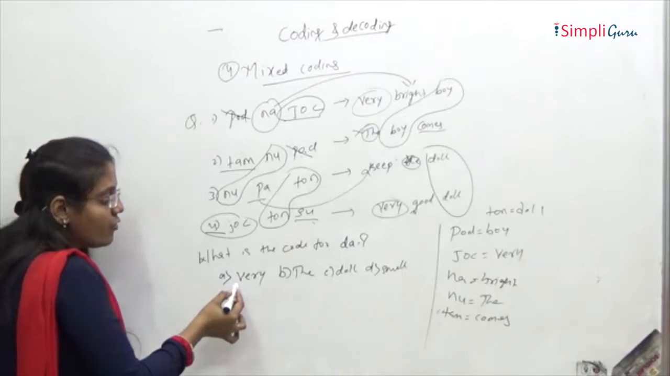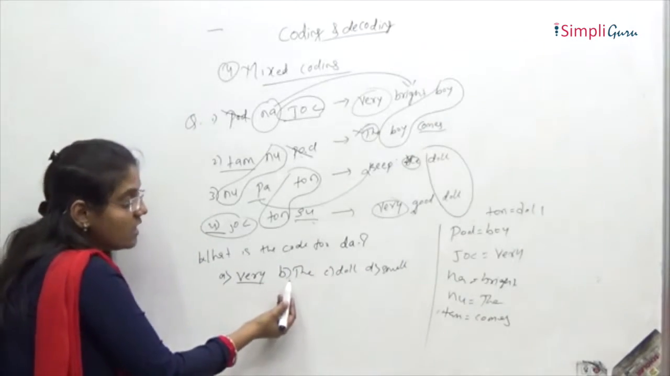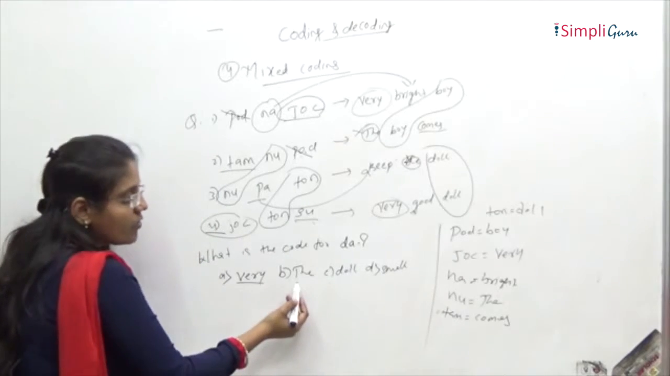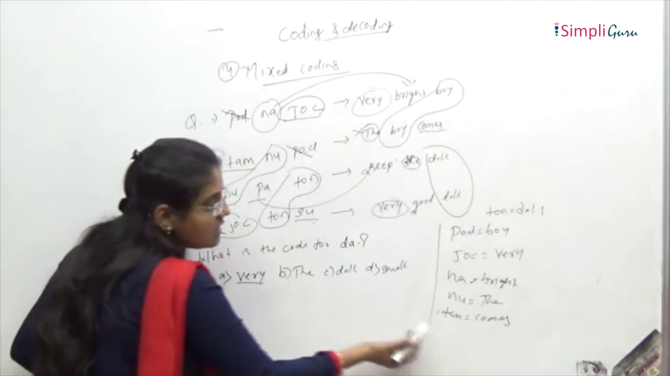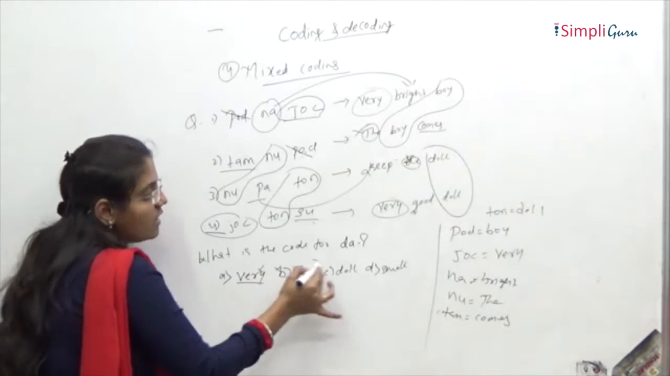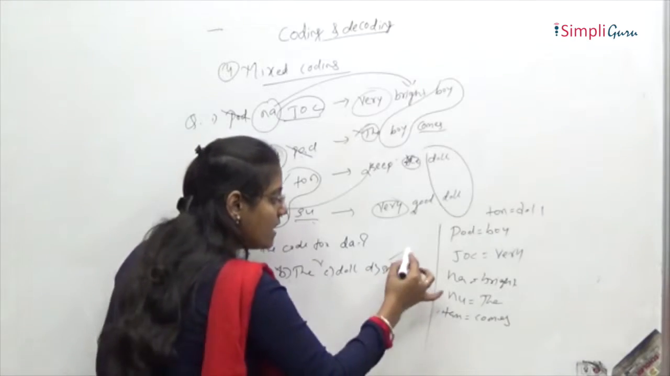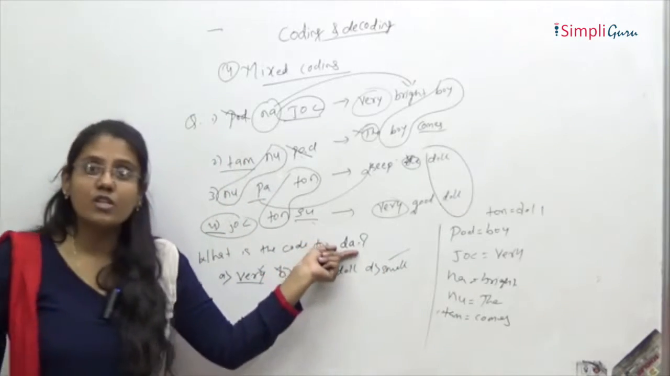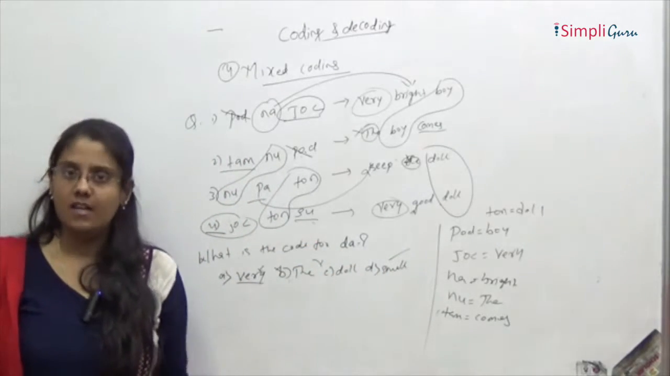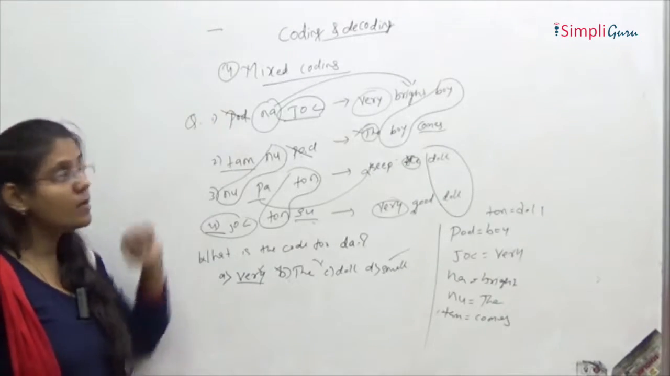What is the code for the very? Very is coded with jock, so I can't code it with da. Da is coded with no, so I can't code it with da. Doll is coded with some other thing, ton. So I can't code these things. The only small is nowhere in the question, so that will be my answer. For the unknown question, the unknown word will be the answer. Right. Now this is another way of asking the question from the mixed coding.